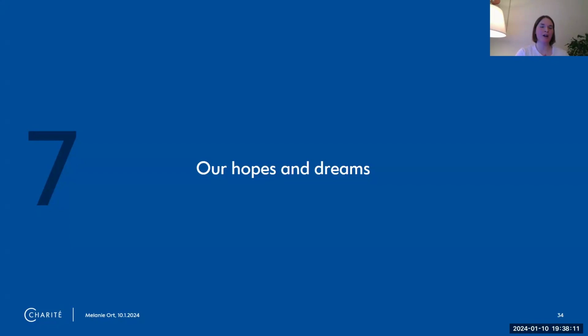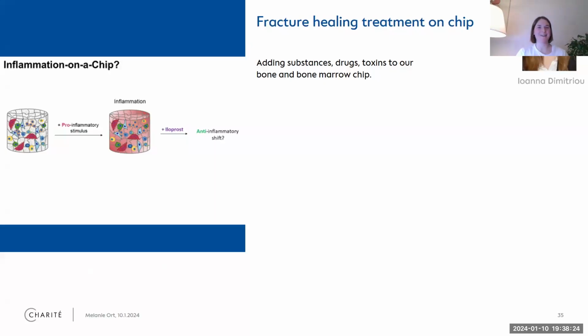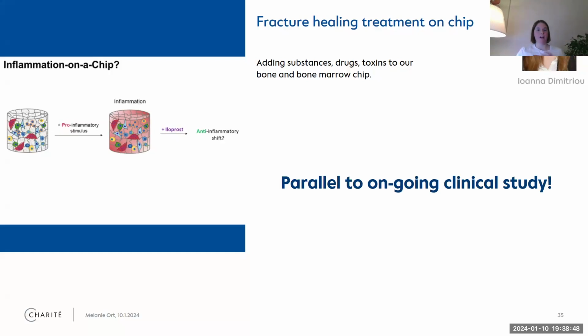So now coming to our hopes and dreams, I would really like to call it that, because some of it probably will never work, and some of it probably will work. And now the promising ones. Again, my colleague Annie from earlier before, she's actually part of a clinical study where we test a drug in people that broke their arm, which had a fracture.